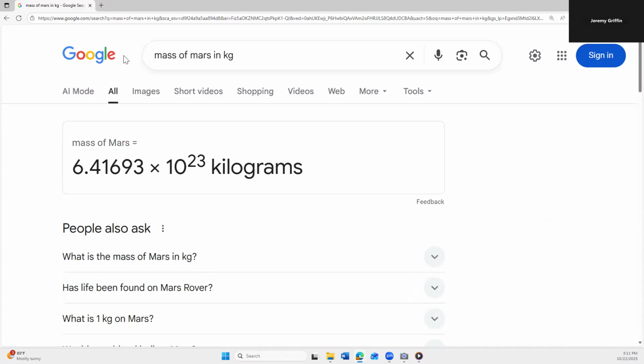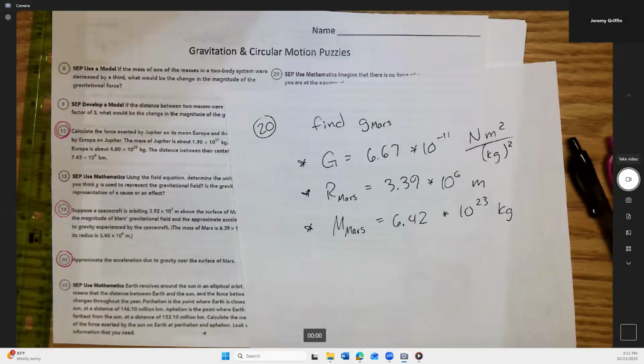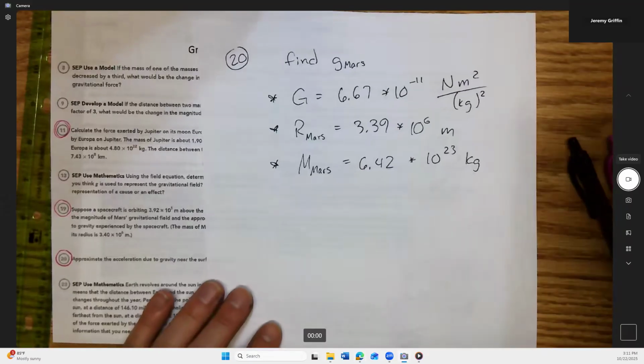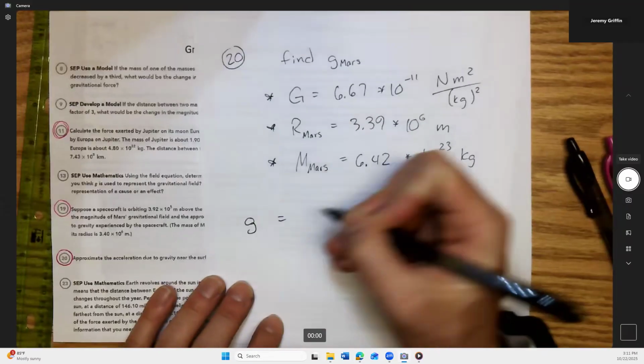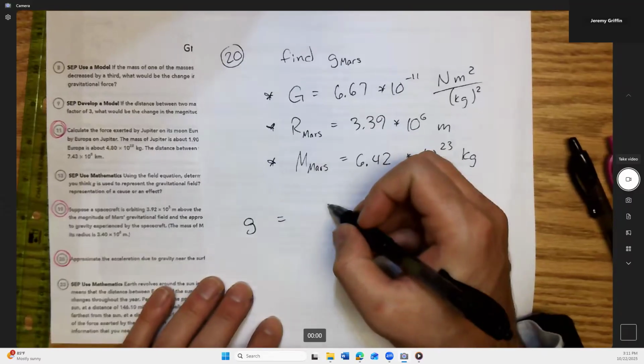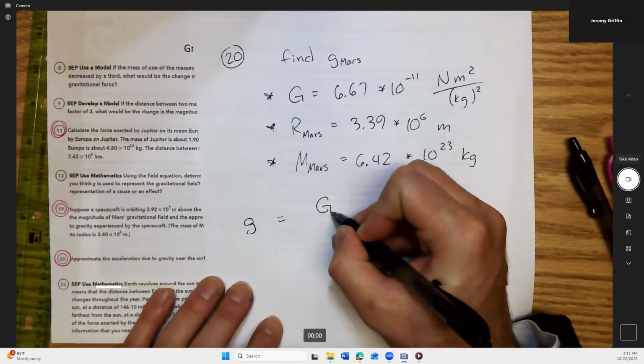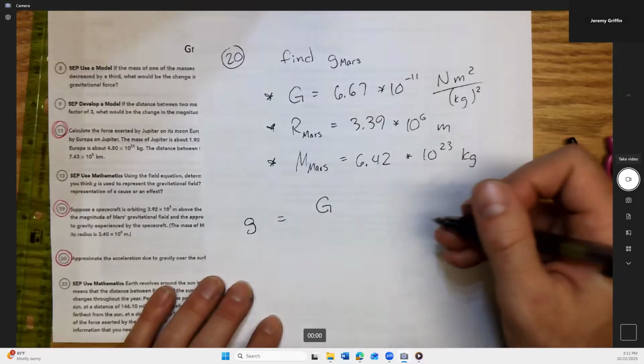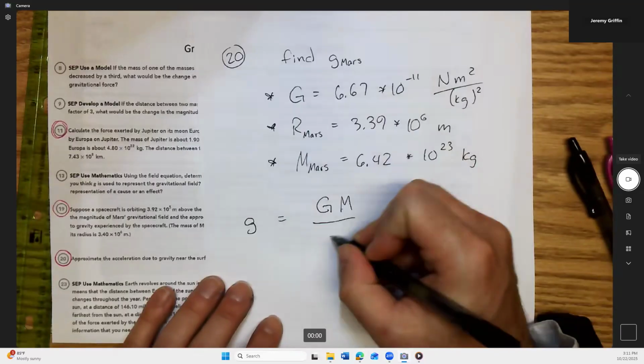So you could say that Earth is approximately how many times more massive than Mars? 10. Yeah, 10 times more massive. Side quest there, got that. All right, so now gravity field. Guys, what's a good expression for gravity field? GM over R squared.